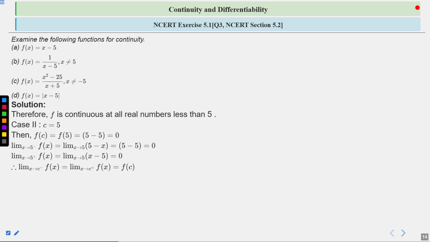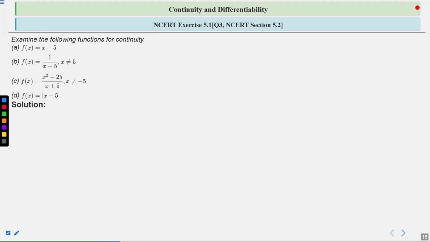Therefore, the left-hand limit is equal to the right-hand limit, which is equal to f(c). Clear? Therefore, f is continuous at x equal to 5. Therefore, we can say that function f is continuous at that point. Clear? Okay, let us move to the next question. Next question is question 3.